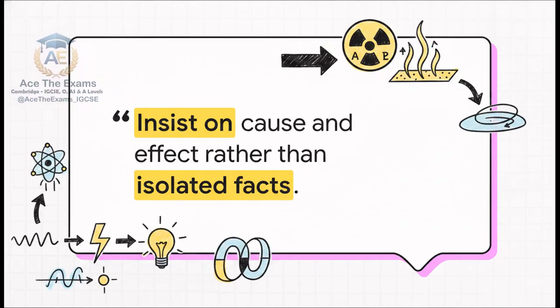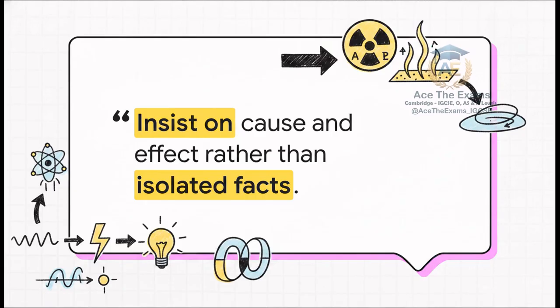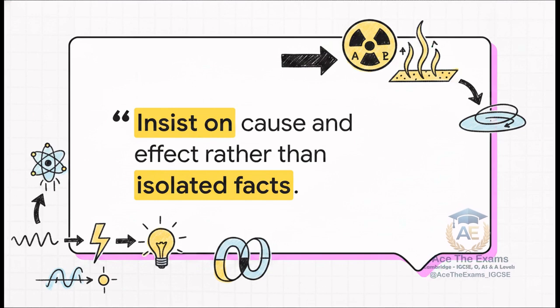You must never quote a decay process without explicitly linking it to its tangible effect. Never give a real-world example without showing the exact step-by-step physical mechanism that makes it work. If your sentence doesn't have the word because or therefore in it, you need to stop, look carefully, and ask yourself whether you are actually explaining the physics or just blindly listing facts. Cause and effect is your ultimate shield against losing marks.